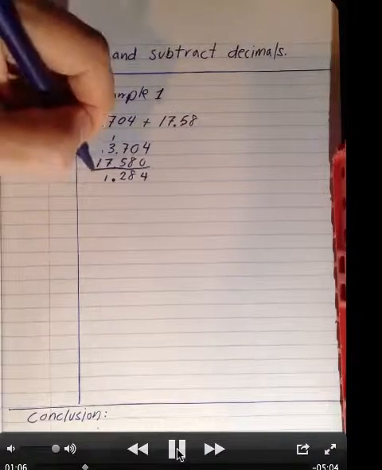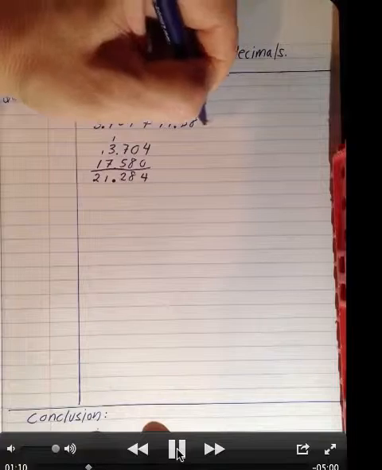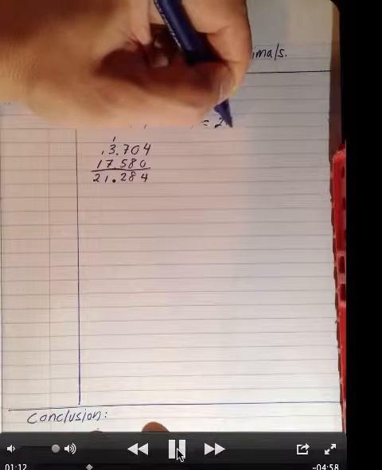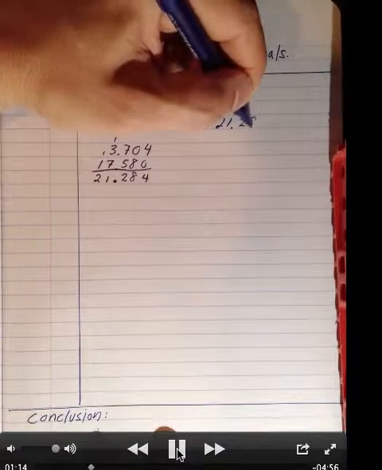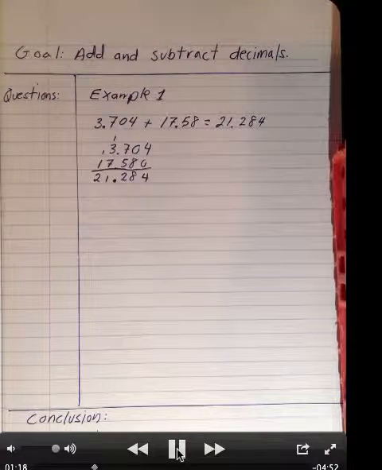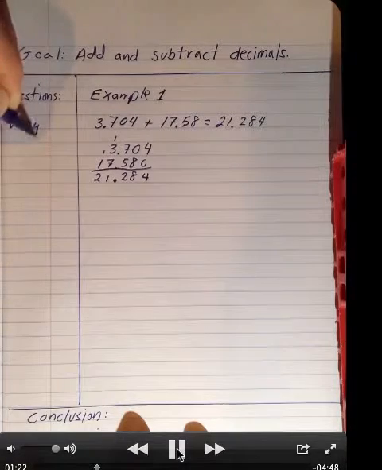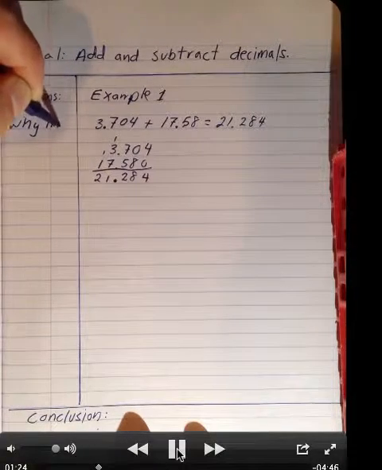So once you have it lined up, you can just add as if there weren't any decimals there, just putting the decimal point in place. So when you add 3.704 to 17.58, you get 21.284.